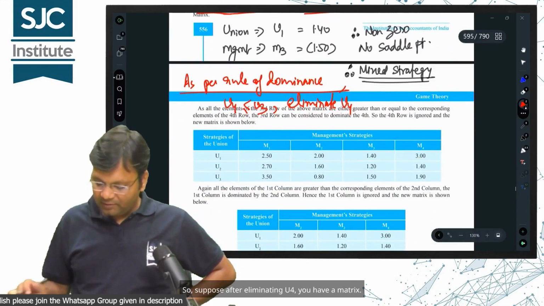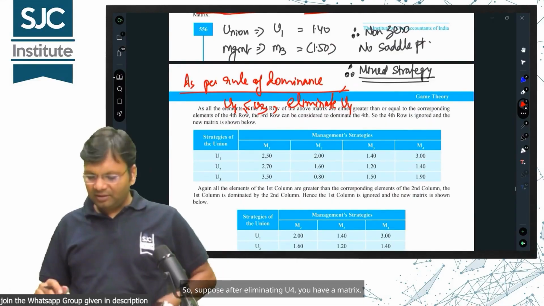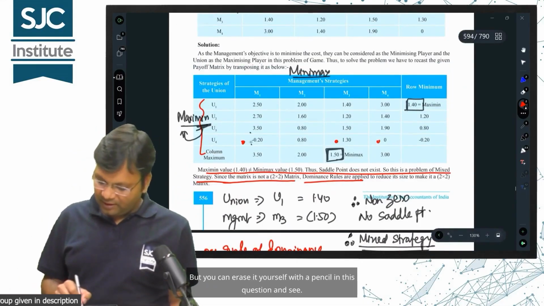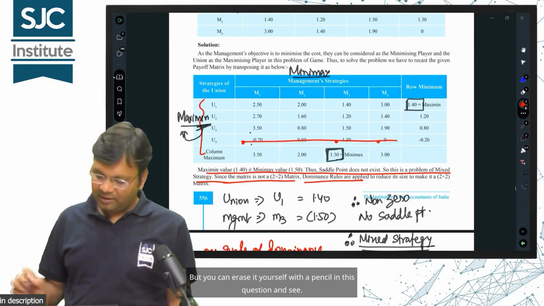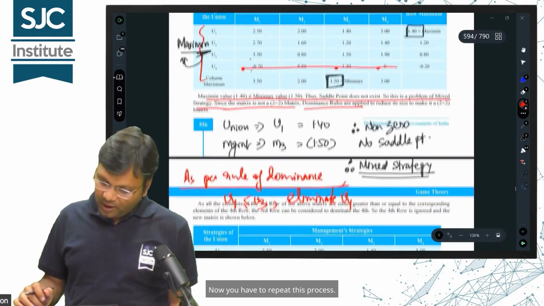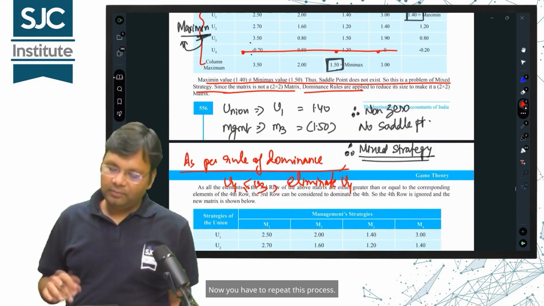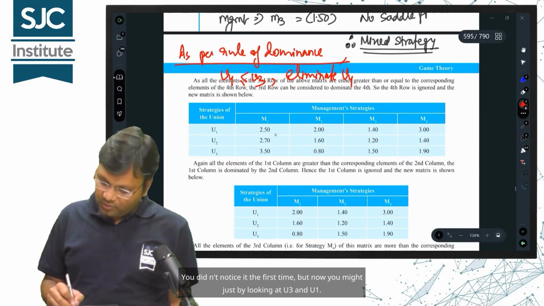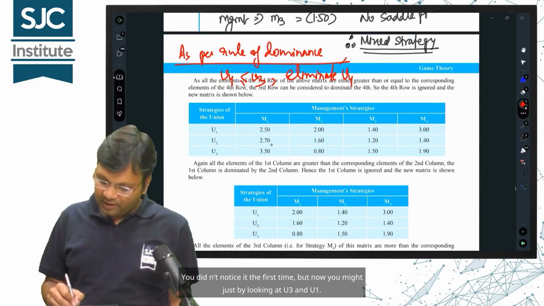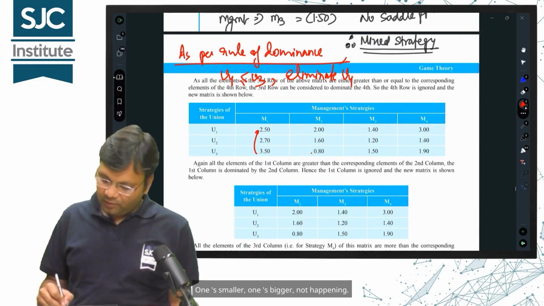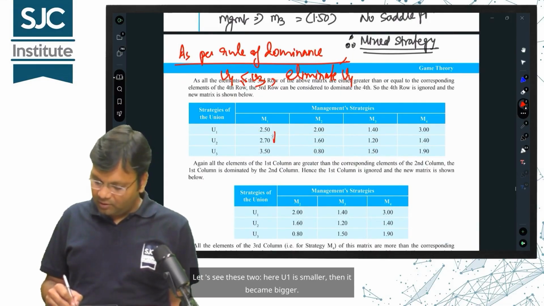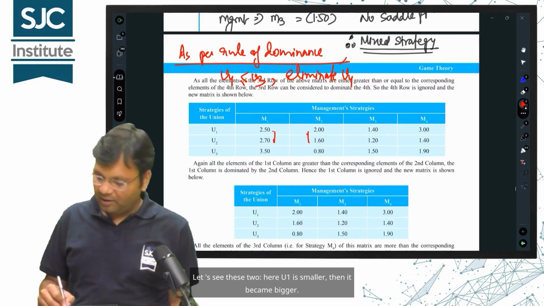So, suppose after eliminating U4 you have a matrix. There is no need to make it again. But you can erase it yourself with a pencil in this question and see. Now you have to repeat this process. Now, see if you notice anything in this. You didn't notice it the first time, but now you might just by looking at U3 and U1. One's smaller, one's bigger, not happening. Let's see these two. Here U1 is smaller, then it became bigger.